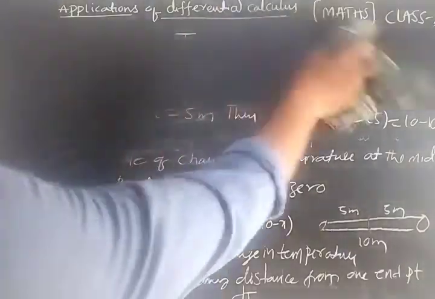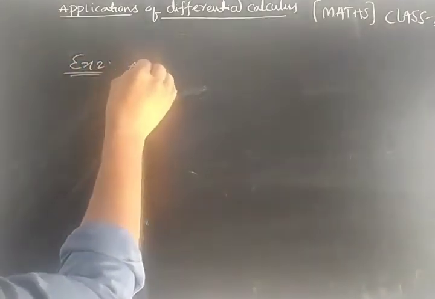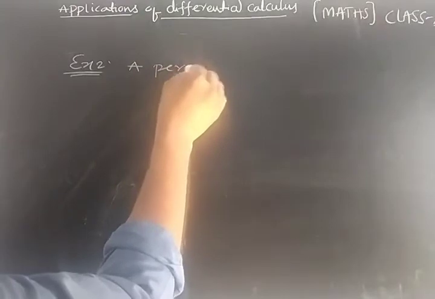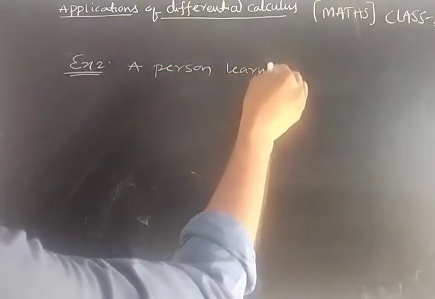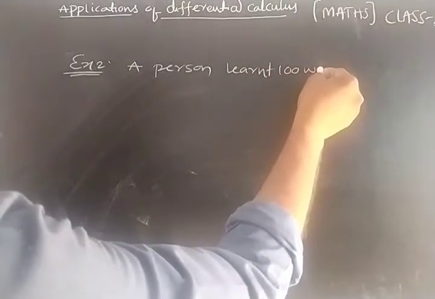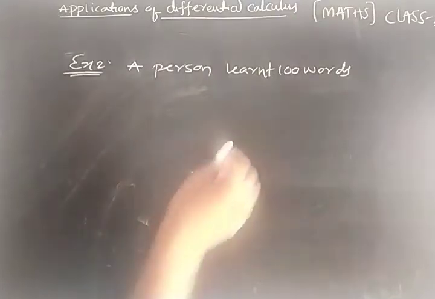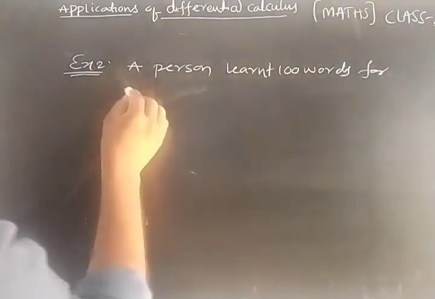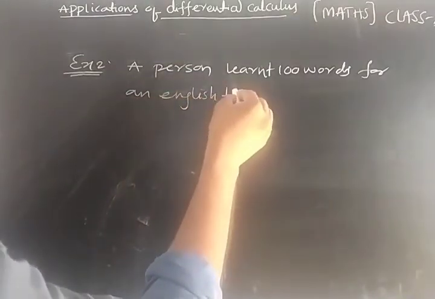Now go to the second question. See the second example. Example 2. A person learns 100 words for an English test.